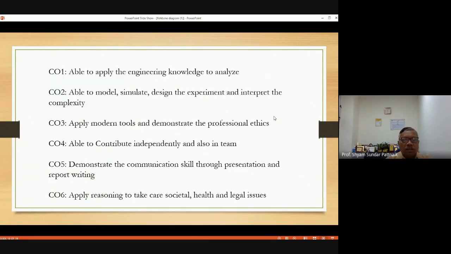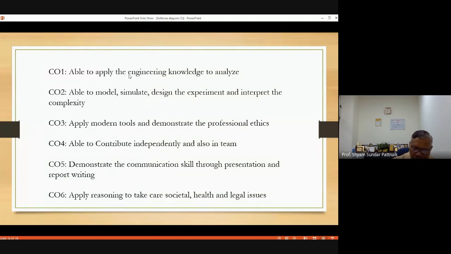Once it is done, then you will be defining 5 to 6 COs. So let me define the COs here. I have defined 6 COs: able to apply the engineering knowledge to analyze; able to model, simulate, design and experiment and interpret the complexity; apply modern tools; demonstrate the professional ethics; able to contribute independently and also in a team; demonstrate the communication skill through presentations and report writing; apply reasoning to take care of societal, health and legal issues. If these 6 COs are defined, then these COs need to be mapped to the 12 POs.